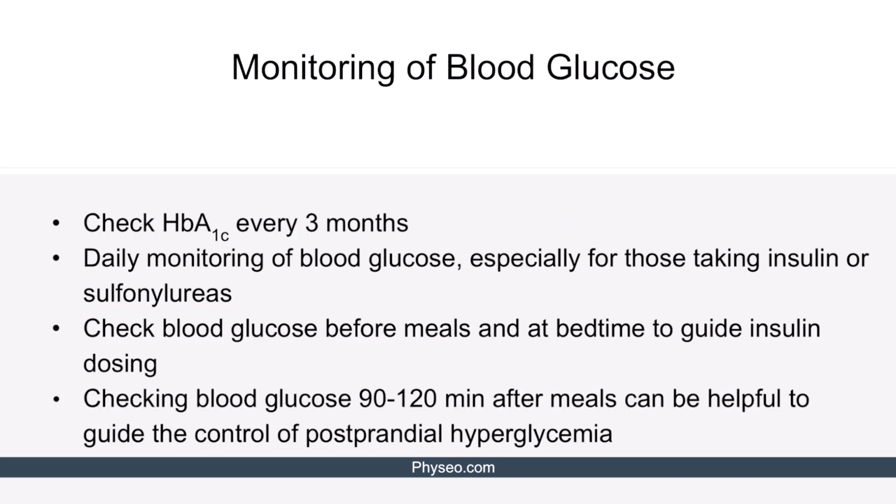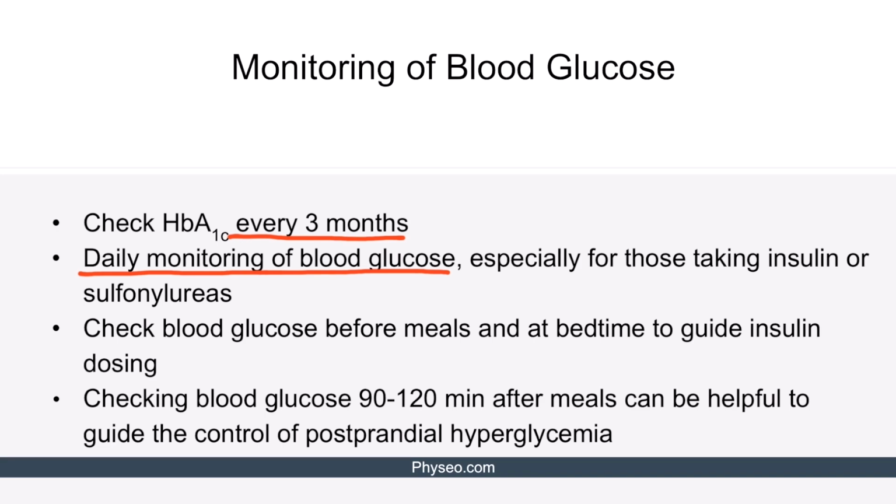Glycemic control is to be monitored on a regular basis in all diabetic patients. To monitor long-term glycemic control, we check hemoglobin A1C every 3 months. Additionally, daily monitoring of blood glucose is to be done by every patient at home using a capillary glucometer. And this is particularly important for those taking insulin or sulfonylureas, because there's risk of hypoglycemia with these agents. So, optimal timing and dosing of these agents is crucial.